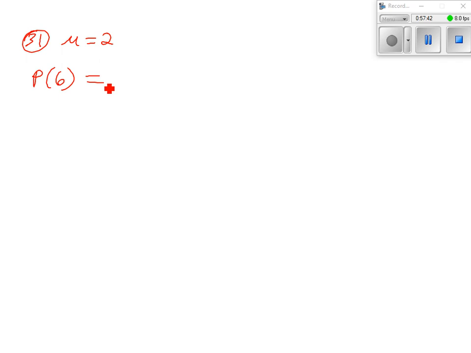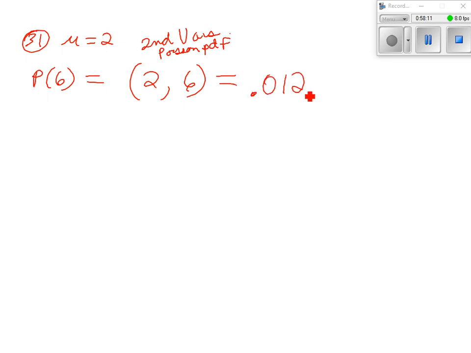Calculator. So in the calculator, we're going to go to second VARS. Then we're going to go down to Poisson. This time we just want PDF because we're just finding exactly 6. We're going to punch in the mu, and then we're going to punch in the 6. Anybody get that so I don't have to punch it in my calculator? 0.012. Yeah. Anybody else get that? Yes, no, maybe?